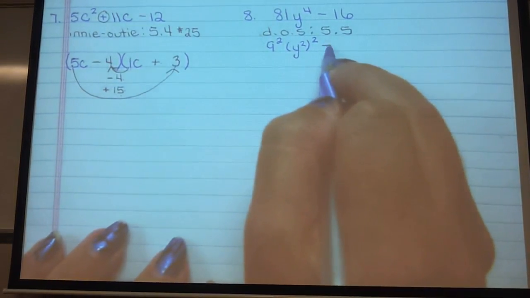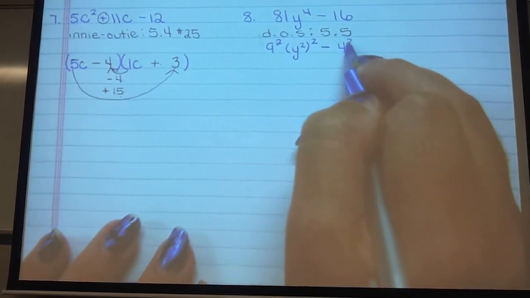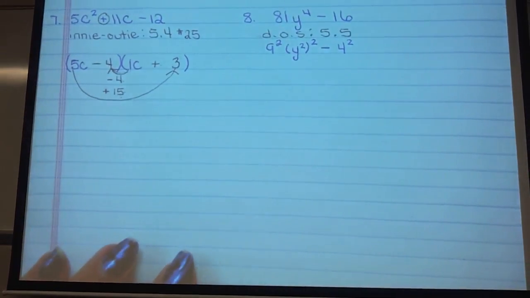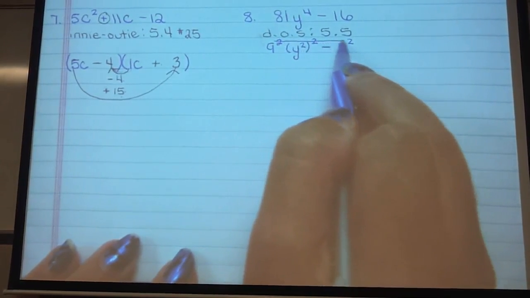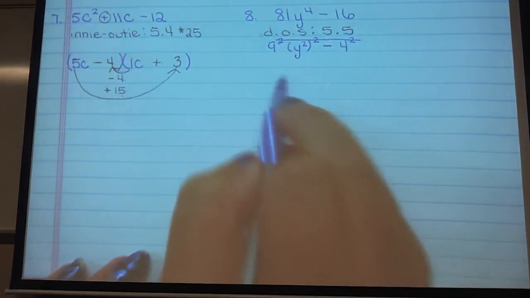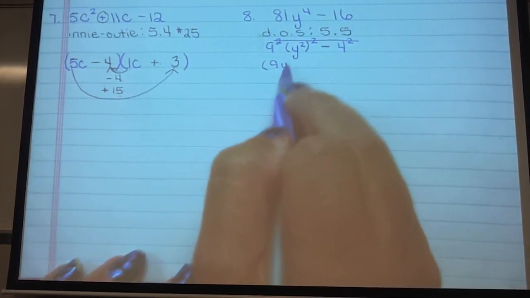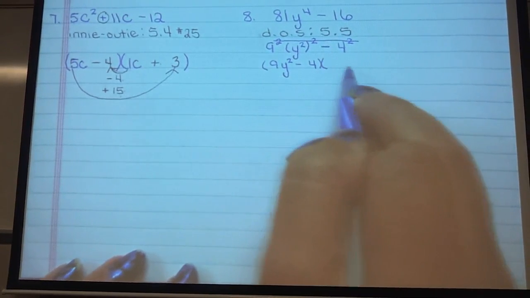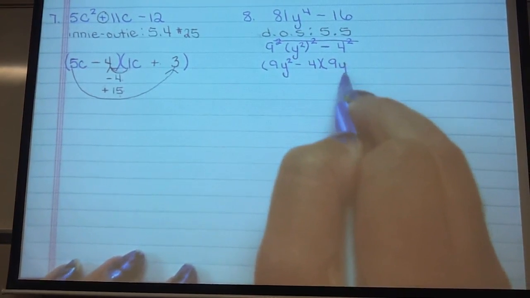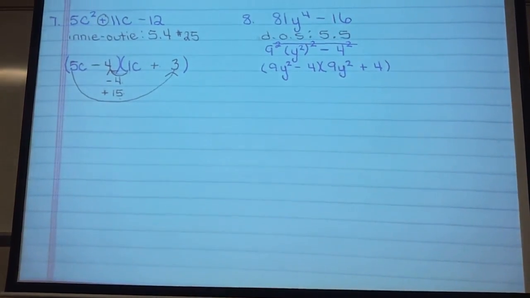Minus, how would you rewrite 16? 4 squared. So it's just like number 5. Then cross out your outside squares and you're left with, let's see here, 9y squared minus 4. And then you have to have its conjugate, which is 9y squared plus 4. So you're always going to have 2 pieces.